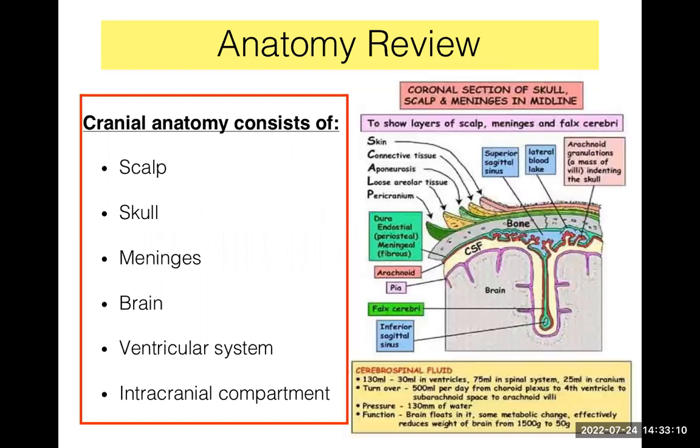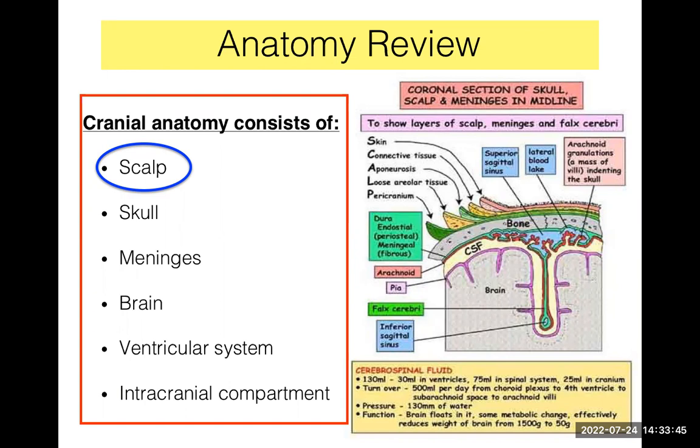So let us review the anatomy of the head. The cranial anatomy consists of scalp, skull, meninges, brain, ventricular system, and also intracranial compartment. There are 5 layers of the scalp, with the mnemonic SCALP: skin, connective tissue, aponeurosis, loose areolar tissue, and pericranium.